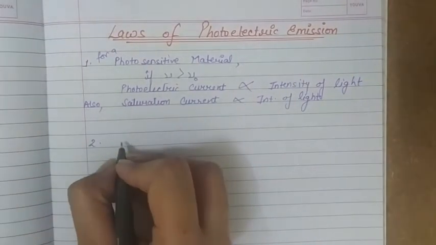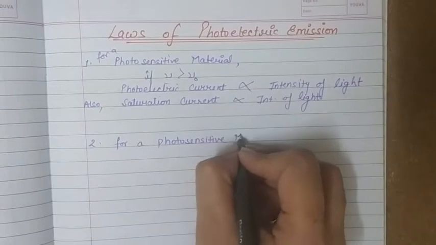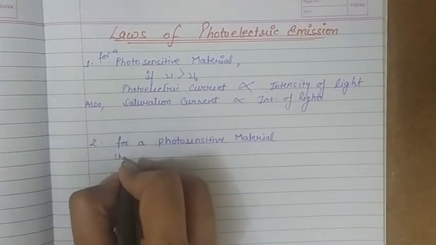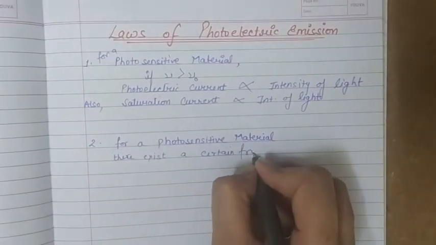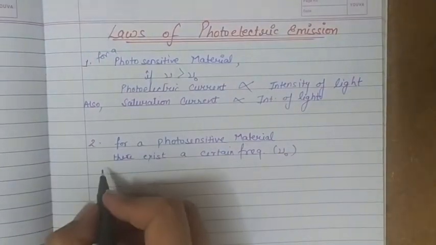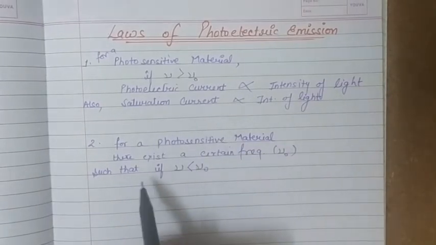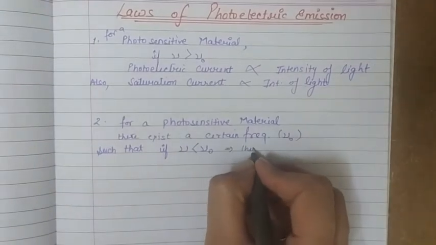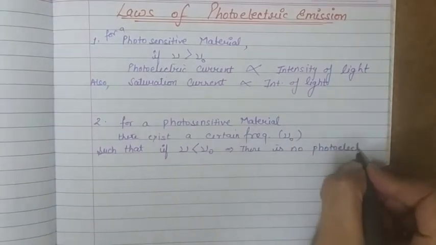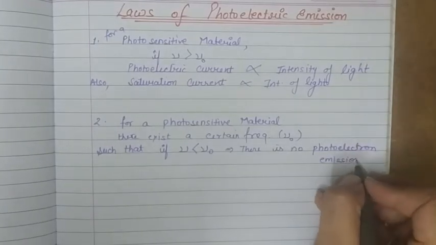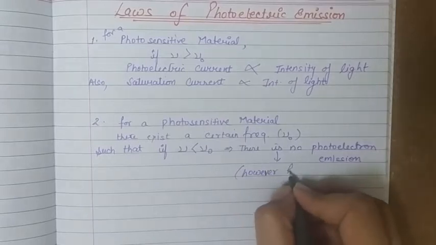So the second law is that for a photosensitive material, there exists a certain frequency, let it be nu naught, such that if the incident frequency nu is less than nu naught, there is no photoelectron emission, or we can't observe the photoelectric effect in that case, however high the intensity is.